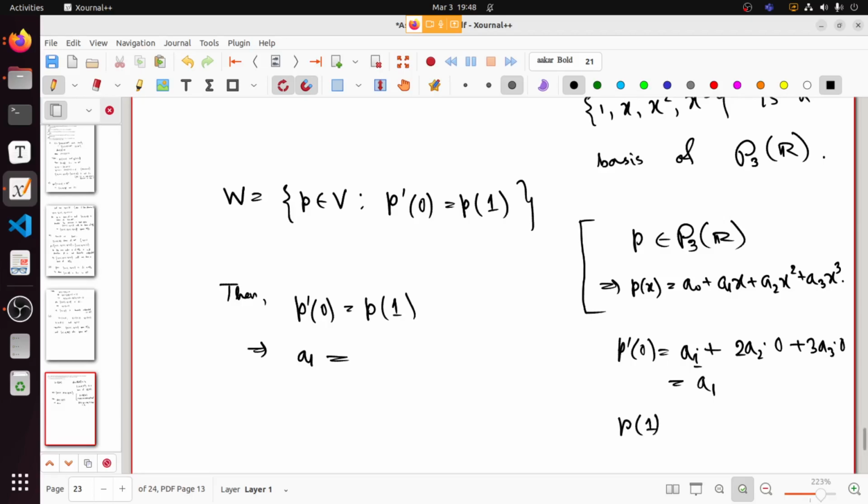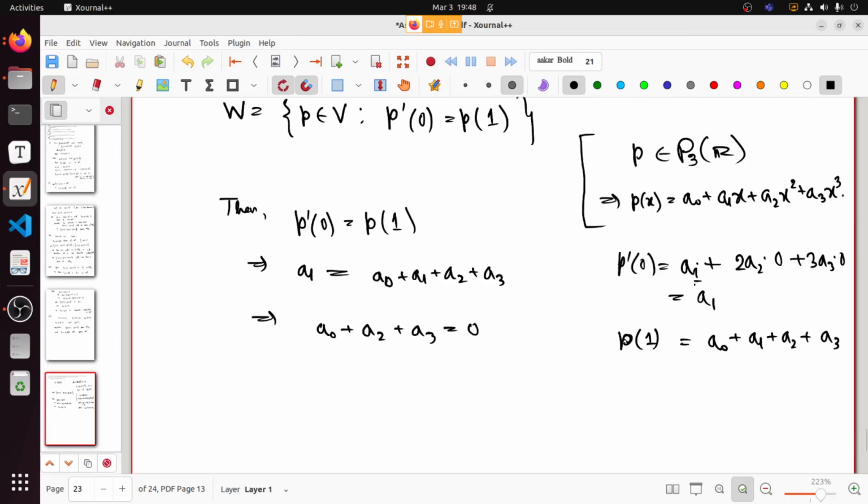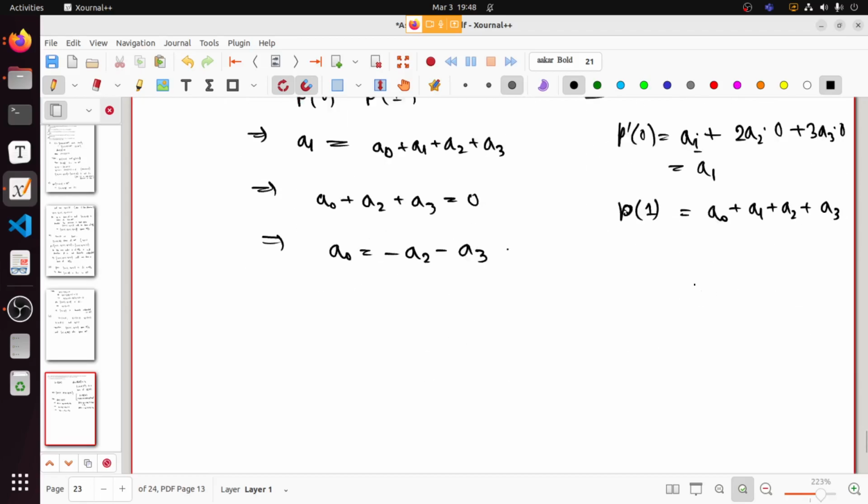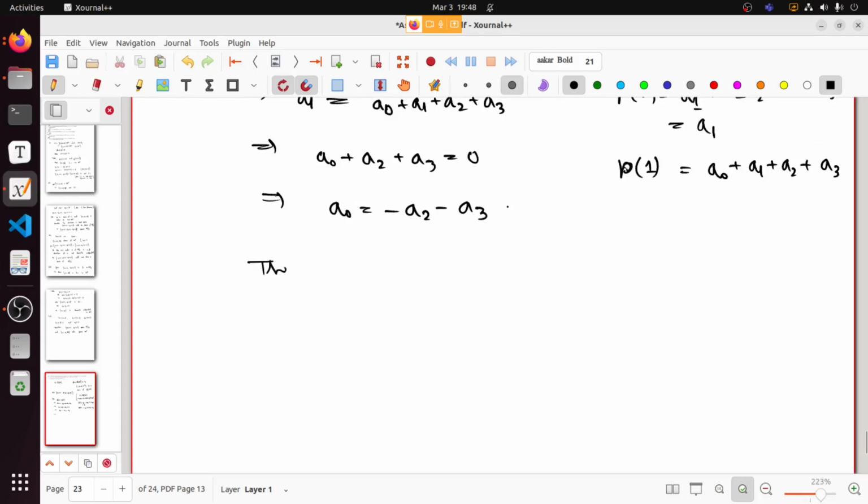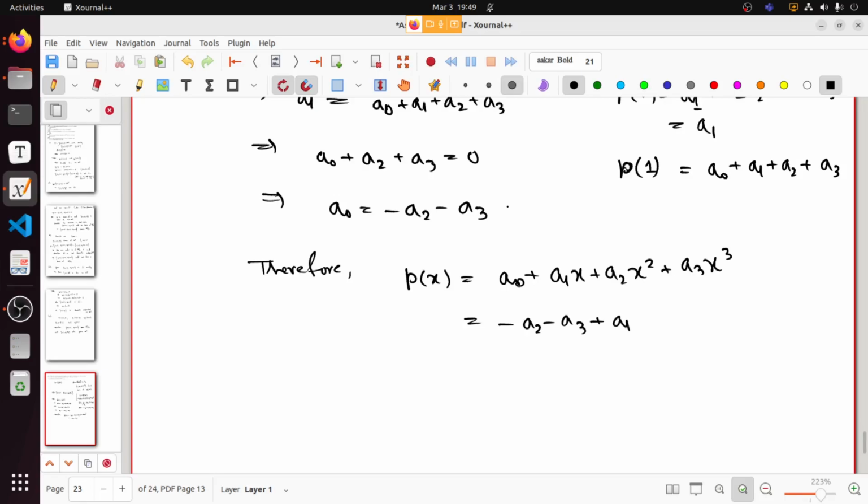And what is P of 1? P of 1 is a0 plus a1 plus a2 plus a3. So you will get a0 plus a1 plus a2 plus a3, which implies a0 plus a2 plus a3 is 0, right? Means you can write a0 as minus a2 minus a3. So let's put it in the general polynomial. So the polynomial P of x will be a0 plus a1x plus a2x square plus a3x cube, with a0 as minus a2 minus a3, and a1 can be arbitrary.